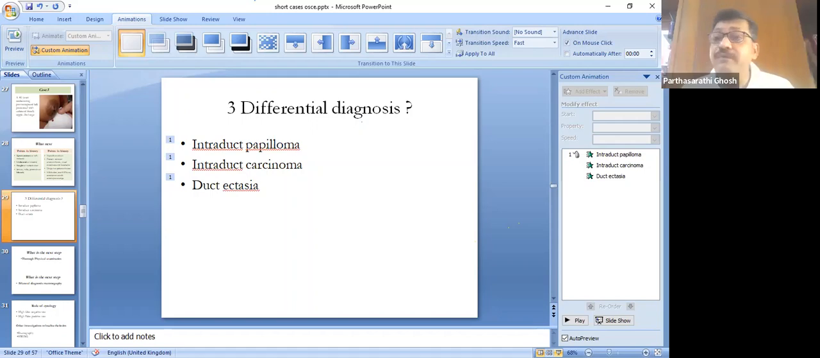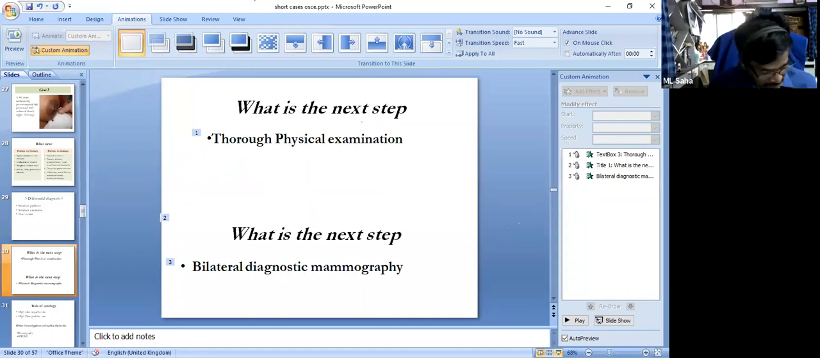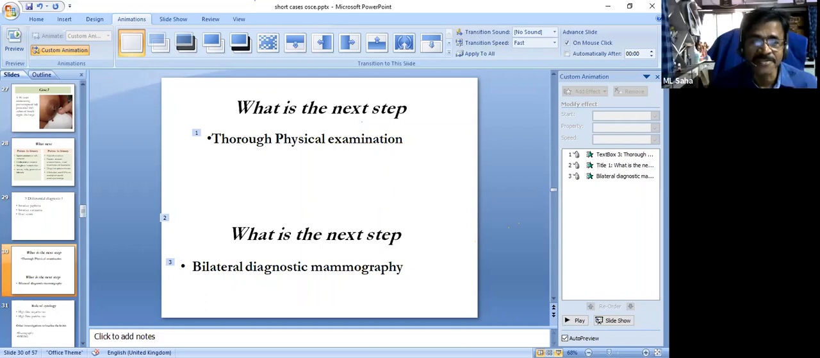If the mammography is negative, then what will you do? Then we can do a ductography. No, here comes the role of MRI. MRI, yes. In a patient who has bloody discharge and you have suspicion of a lesion in the breast, here is the role for doing it.